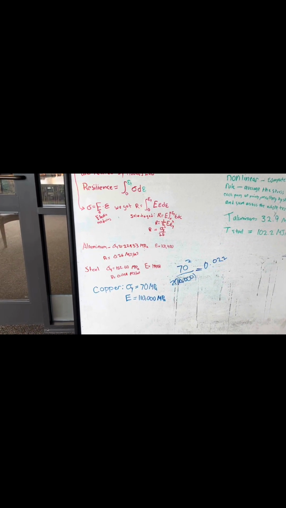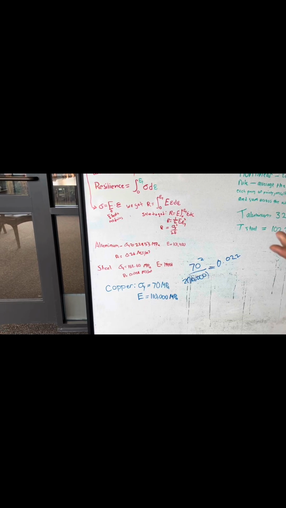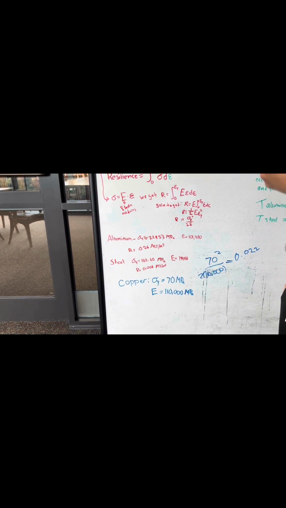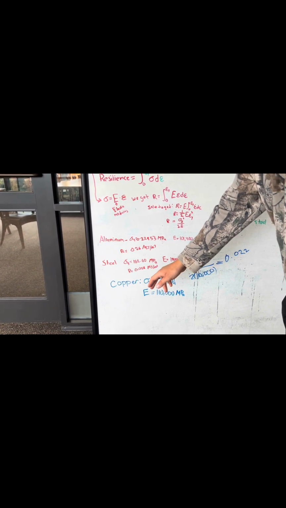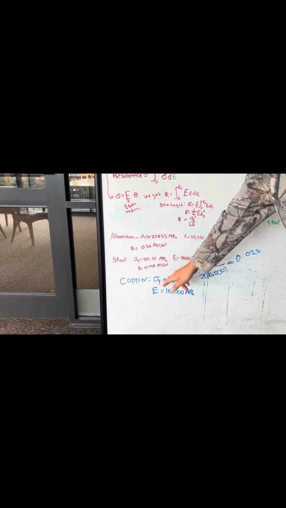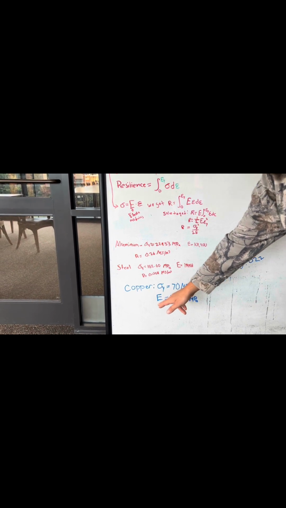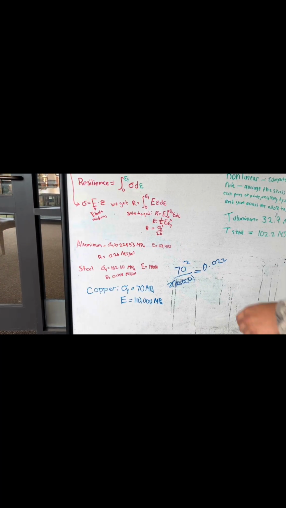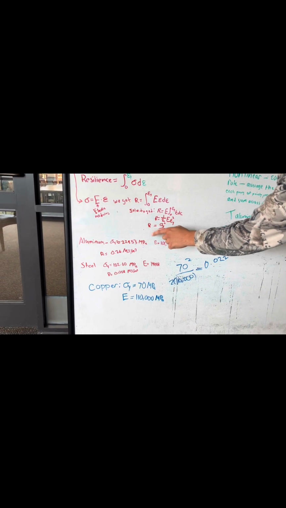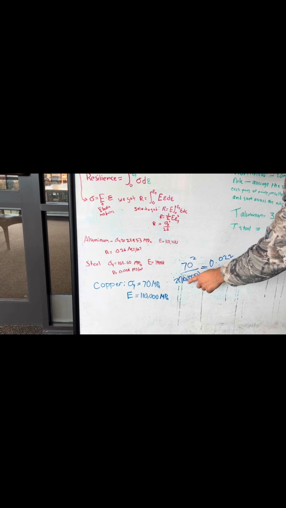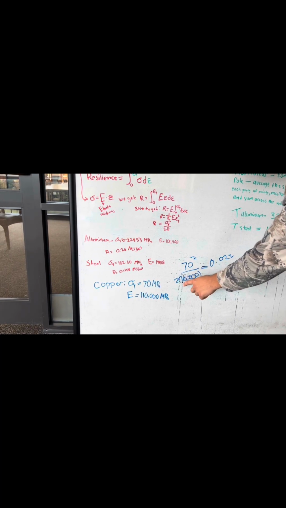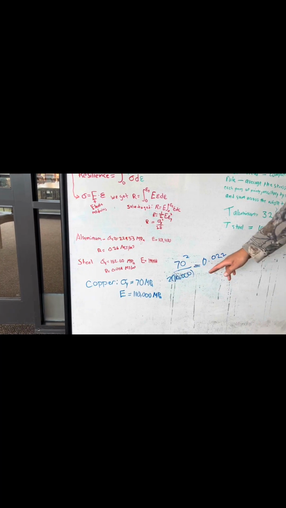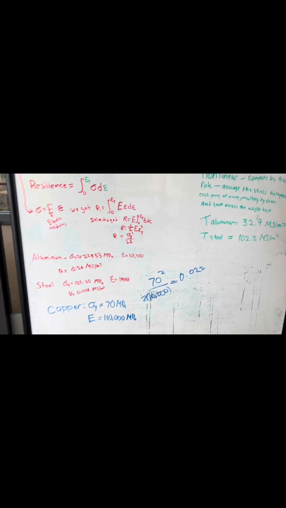We were also asked to give an example with the third metal. As the previous people talked about it, we chose copper. So I was able to pull up data from copper where the stress is equal to 70 MPa, and the elastic modulus of copper is 110,000. So you can see the values I plugged into this formula right here, 70 squared over 2 times the elastic modulus, and we were able to get this number right here.